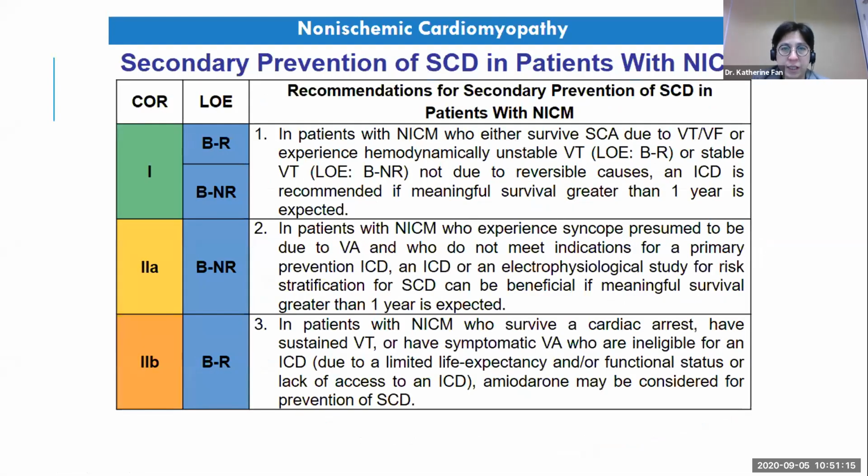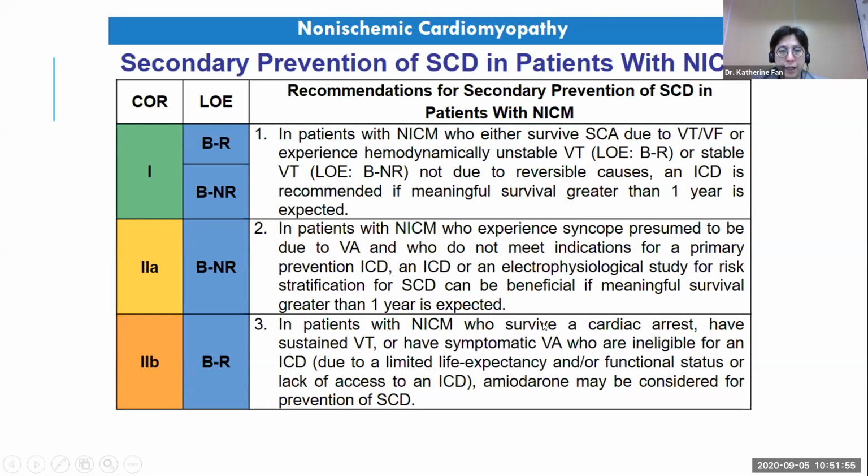Now we change to non-ischemic cardiomyopathy. Similar to the ischemic cardiomyopathy group, secondary prevention is for those who have documented aborted sudden cardiac arrest due to VT-VF or hemodynamically unstable VT. For 2A is non-ischemic cardiomyopathy with syncope presumed due to VA who do not meet the primary prevention ICD indication. Sometimes we consider, if you are considering ICD or even an electrophysiological study for risk stratification, it may be beneficial.